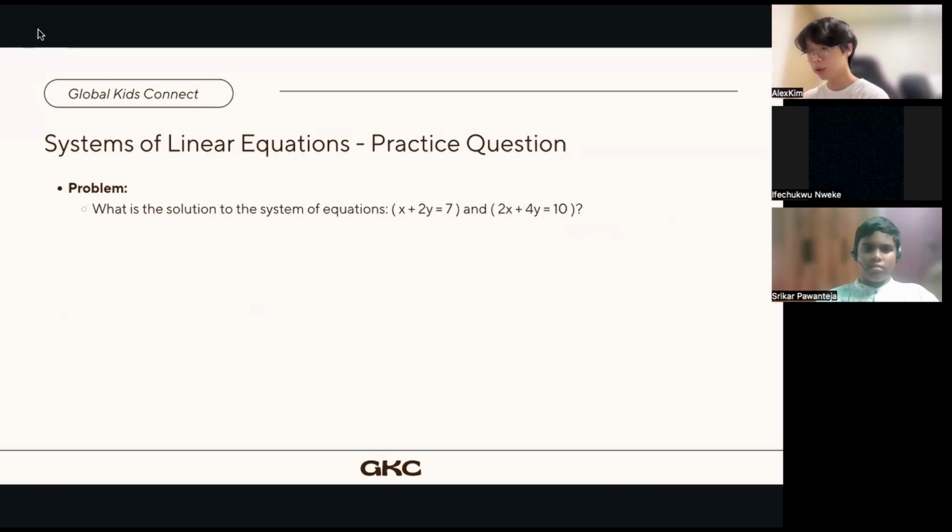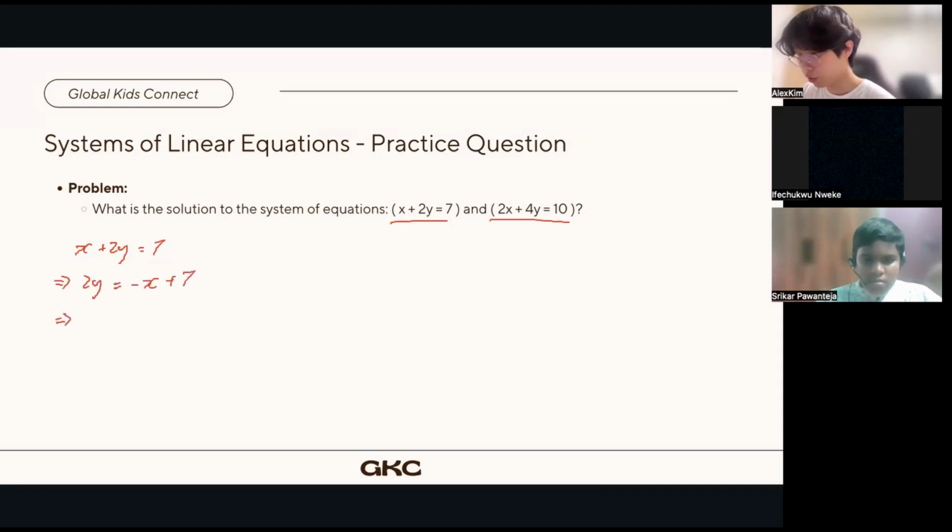So our question asks, what is the solution to the system of equations x plus 2y equals 7 and 2x plus 4y equals 10? Right now the expressions of the equations are not useful, so we'll change them like we said. So for the first equation, we have x plus 2y equals 7. Then we will isolate the y, divide by 2, so as to get this equation.